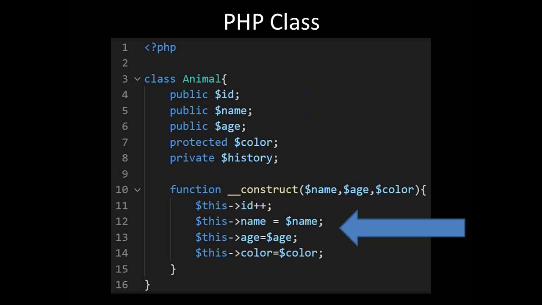The constructor is written as a function, but it has a special name, __construct. The constructor can take as arguments the values of the object properties. We use the keyword this to reference the class that we're in currently, so we write this followed by an arrow with the property name that would get the new value specified by the user.